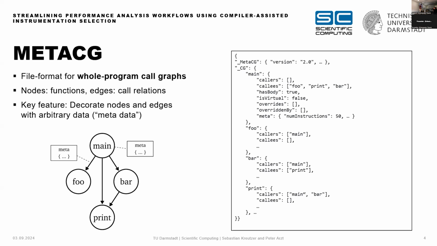Here's a very simple example. You have a simple program call graph here, and this is how it looks in the MetaCG format. For each function node, you have an entry in this JSON-like format with some information about callers, callees, and then also the metadata. In this case, for example, we can add numInstructions, which would just tell us how many instructions I have in here.